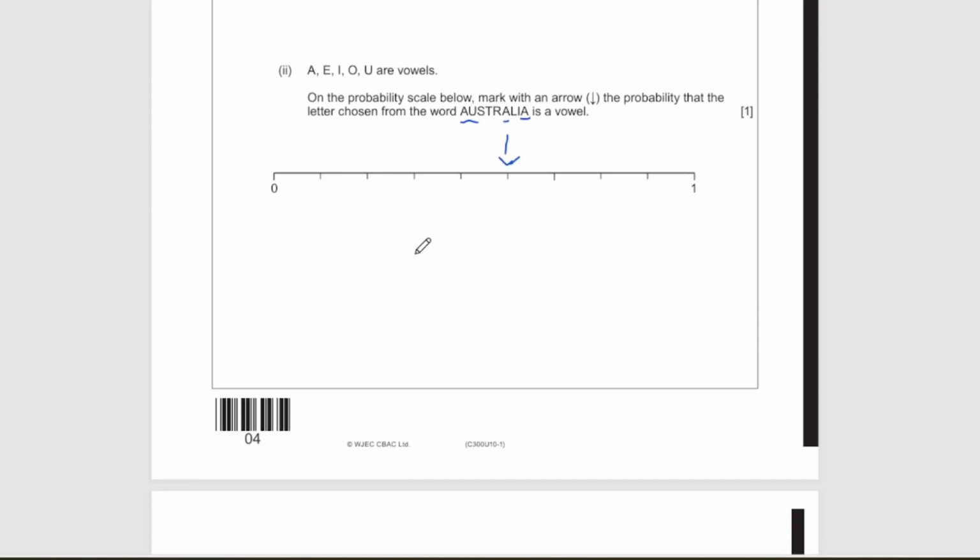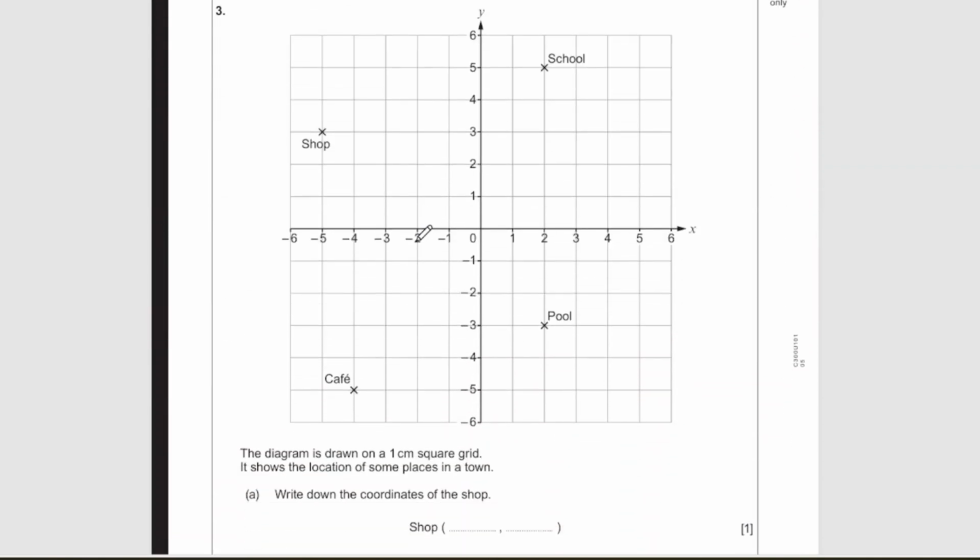Of the probability scale, sorry, not a number line, it's a probability scale. A, E, I, O, U are vowels. On the probability scale, mark with an arrow the probability the letter is a vowel in Australia. So we've got 1, 2, 3, 4, 5 vowels. We put our arrow just there. Of course, on paper, it'll be a lot neater than this. However, on a computer, it is a bit tricky.